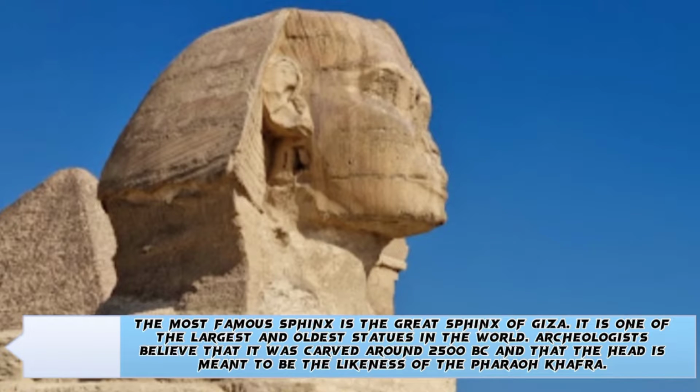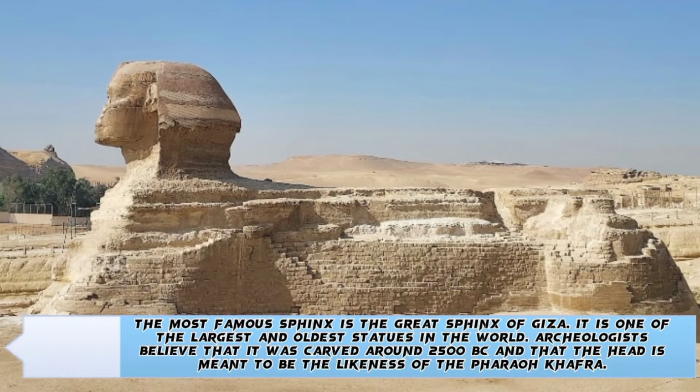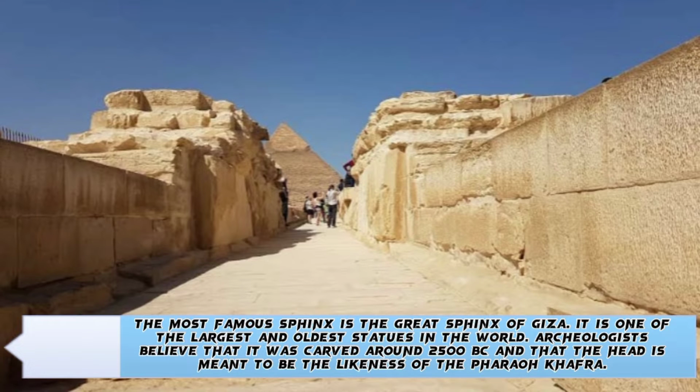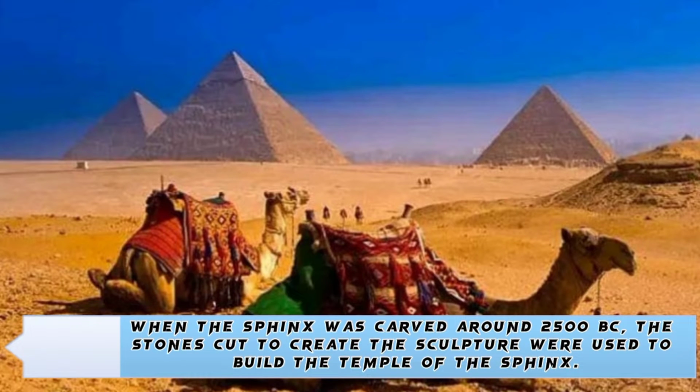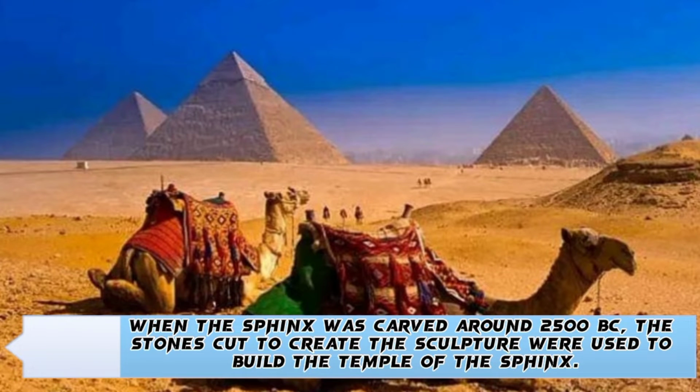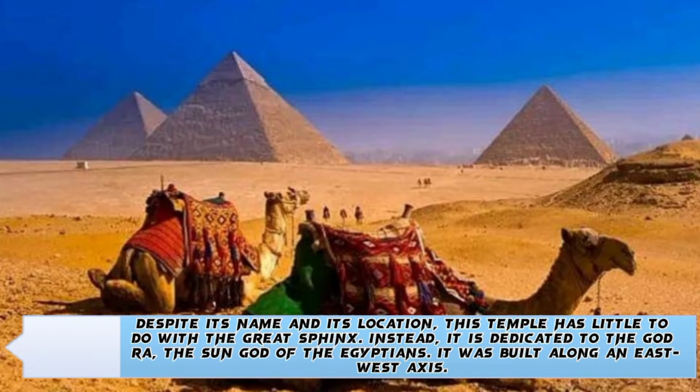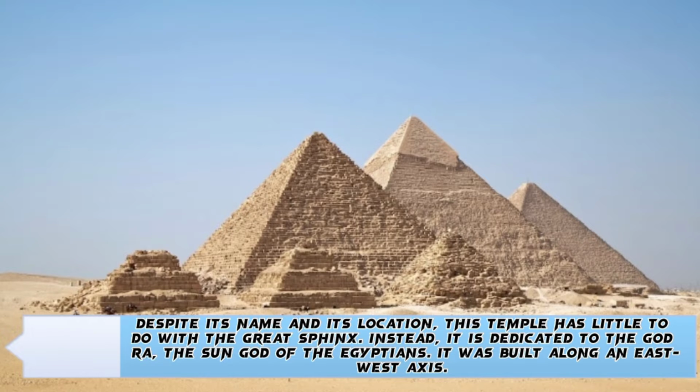Archaeologists believe that it was carved around 2500 BC and that the head is meant to be a likeness of the pharaoh Khafra. The Great Sphinx faces the sunrise and guards the pyramid tombs of Giza. When the Sphinx was carved around 2500 BC, the stones cut to create the sculpture were used to build the Temple of the Sphinx. Despite its name and its location, this temple has little to do with the Great Sphinx.